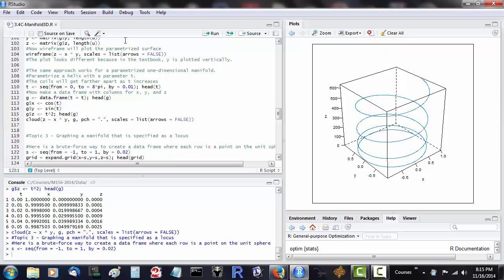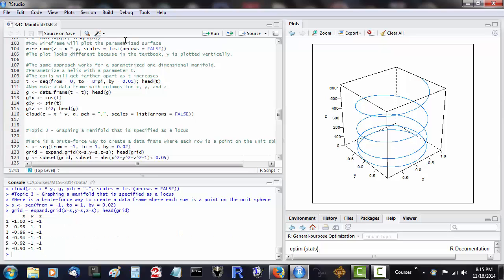So let's create a sequence that runs from -1 to 1, with points spaced 0.02 apart, and let's use that for x, y, and z. We've got 101, I guess, points in each direction. So when I call expand.grid, I'm going to get a data frame that has roughly 1,000,000 rows. Now, most of those will correspond to points that aren't on my manifold.